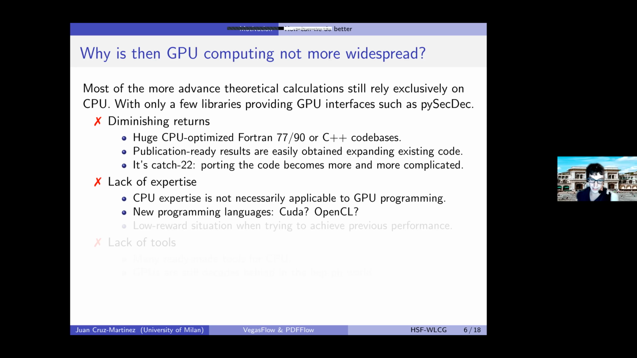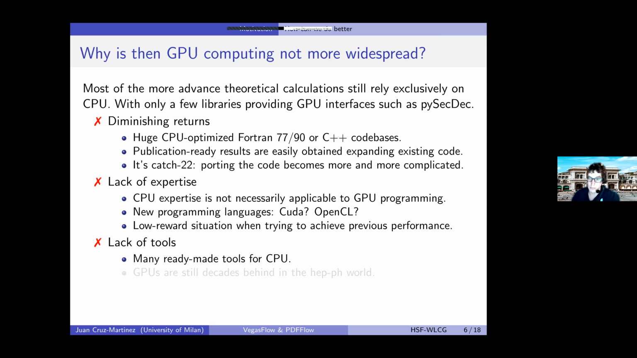At the same time, for going to a GPU, you would need a different language. So again, we are in a situation of diminishing returns. And then there is a situation of we don't have the tools, right? As mentioned in the talk before, you would need the PDF interpolation. You would need the integrators. So you would need also the phase space and so on and so forth. The matrix element generator, of course.